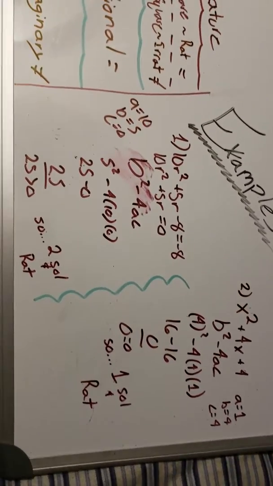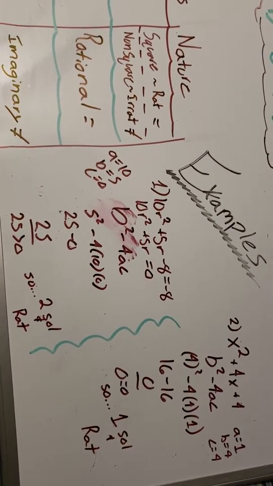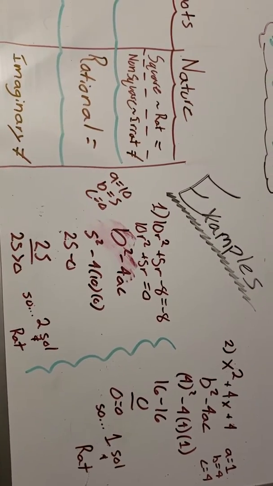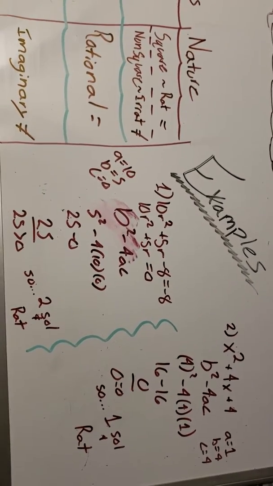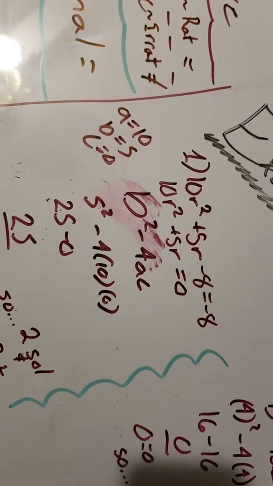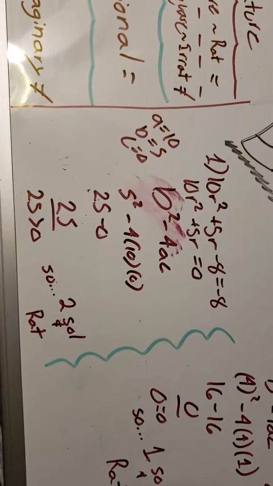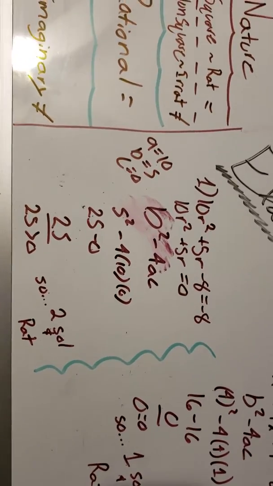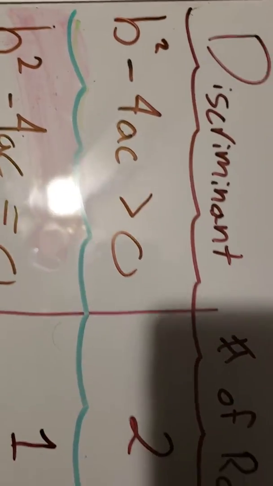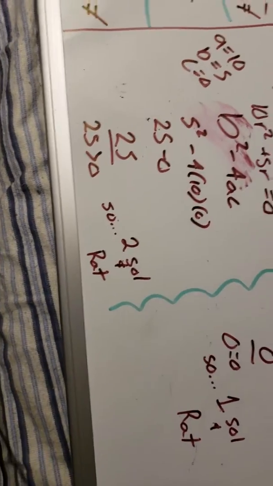So if we move on to our two examples, our first one is 10r squared plus 5r minus 8 equals negative 8. Once simplified, we get 10r squared plus 5r equals 0. So using our discriminant formula, we can determine that our equation will be 5 squared minus 4 times 10 times 0, which then ends up to be 25. 25 is greater than 0, so we know that the number of real roots is 2. Because 25 is a perfect square, we know that it's rational.